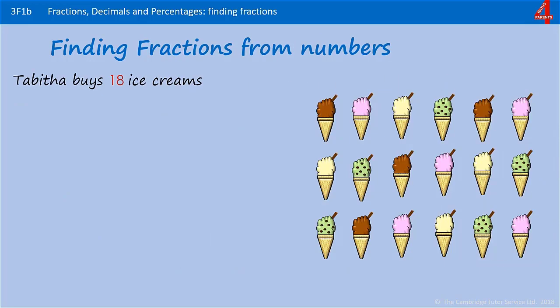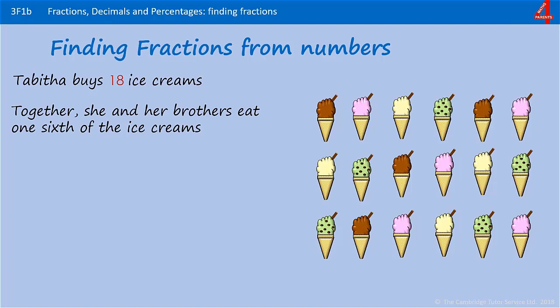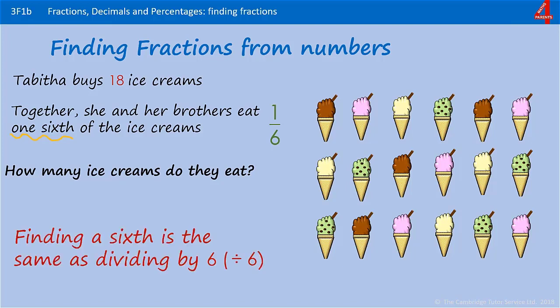Now we're going to try another fraction. Tabitha buys 18 ice creams. Together, she and her brothers eat 1/6 of the ice creams. How many ice creams do they eat? We're looking for 1/6, so that is 1/6. 1 divided by 6. Finding a 1/6 is the same as dividing by 6.